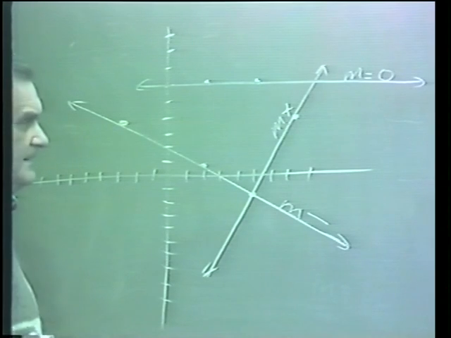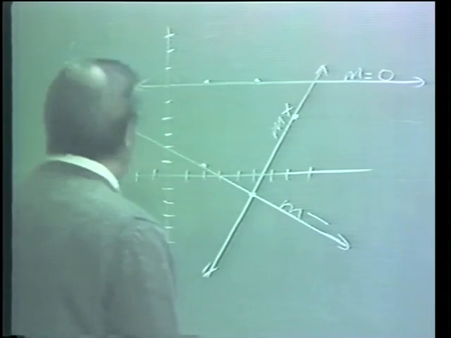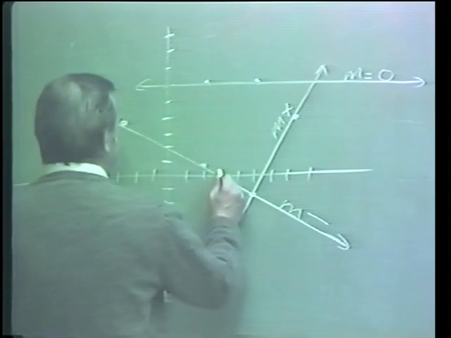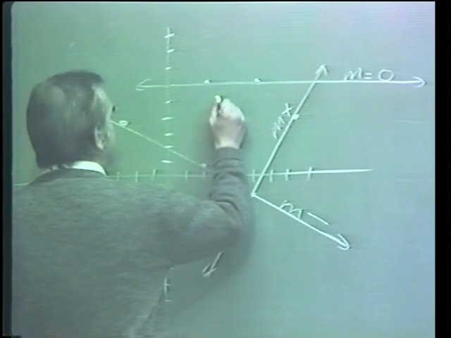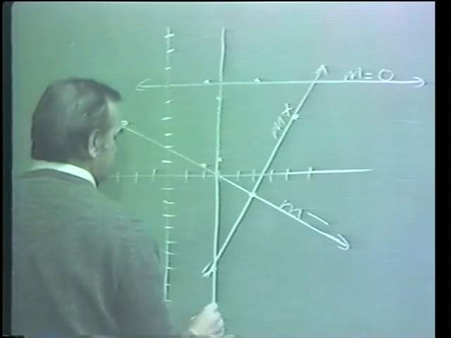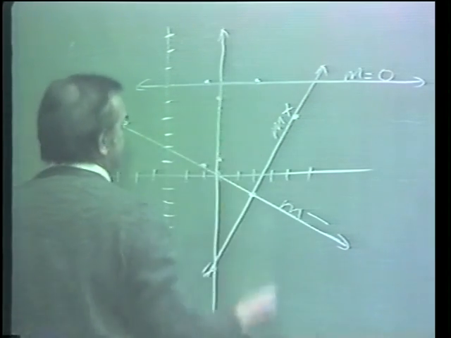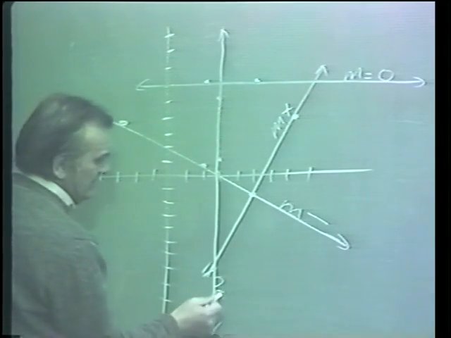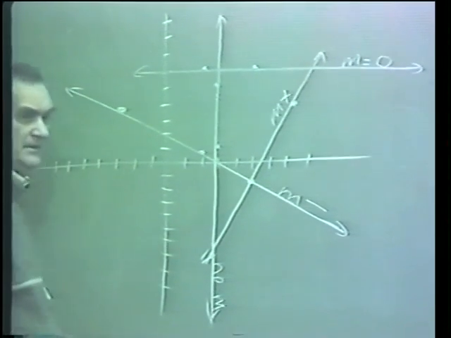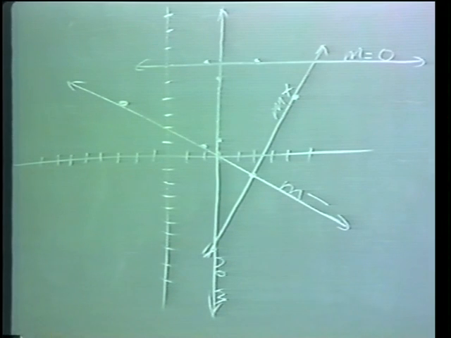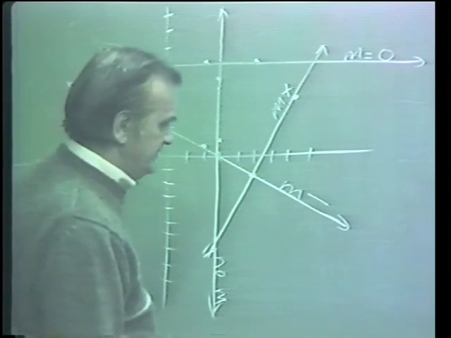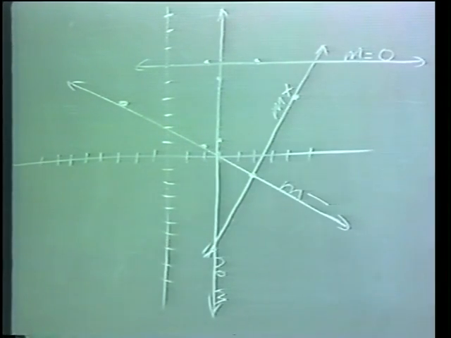Lastly, we had the point (3, 1) and the point (3, 5). And there's our last line, and this line we said has no slope. It's a vertical line. It's a line parallel to the y-axis. Has no slope.